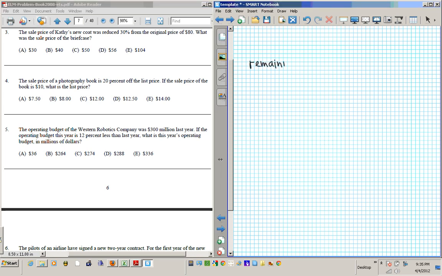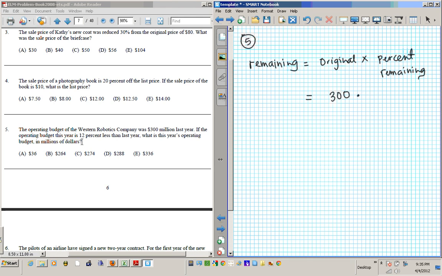just like the sale price, the remaining is basically, this is number 5, the original multiplied by the percent remaining. Okay, same process as we did before. That's all we're going to do. So what is the original amount? 300 million. 300 times the percent remaining.